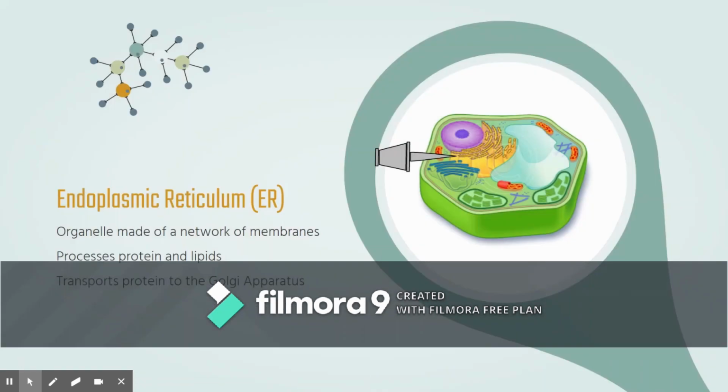Endoplasmic reticulum, also known as the ER, is an organelle made of a network of membranes, as shown in the visual. It processes proteins and lipids, and after that, it transports protein to the Golgi apparatus.